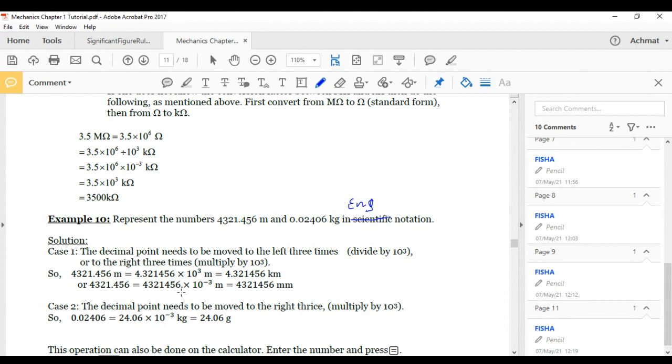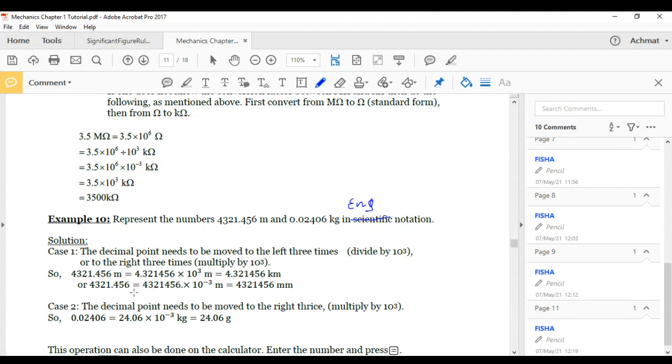Okay, and notice, I'll talk about this thing again. I kept my decimal point there. Even though I have nothing on the right-hand side of it, I keep it there. There's a very important reason. I'll talk about that in the next session.